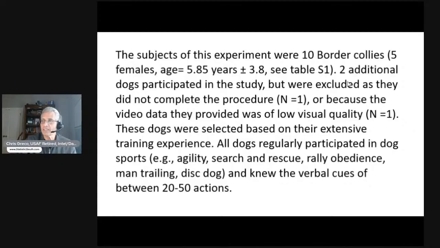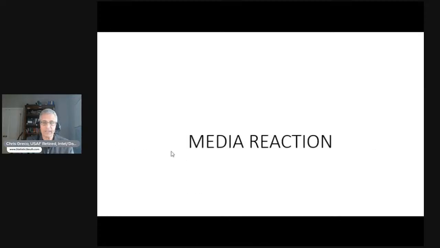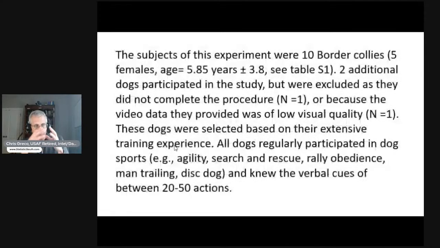So 10 border collies. Two additional dogs participated in the study but were excluded as they did not complete the procedure, or because the video data they provided was of low visual quality. One of those. These dogs were selected based on their extensive training experience. All dogs regularly participated in dog sports, rally obedience, and so on, and knew the verbal cues of between 20 to 50 actions. So again, what we want to talk about is the sampling of this study.